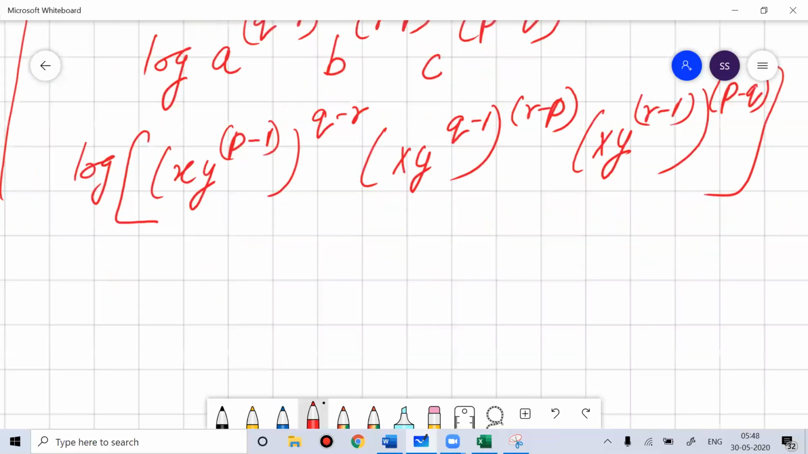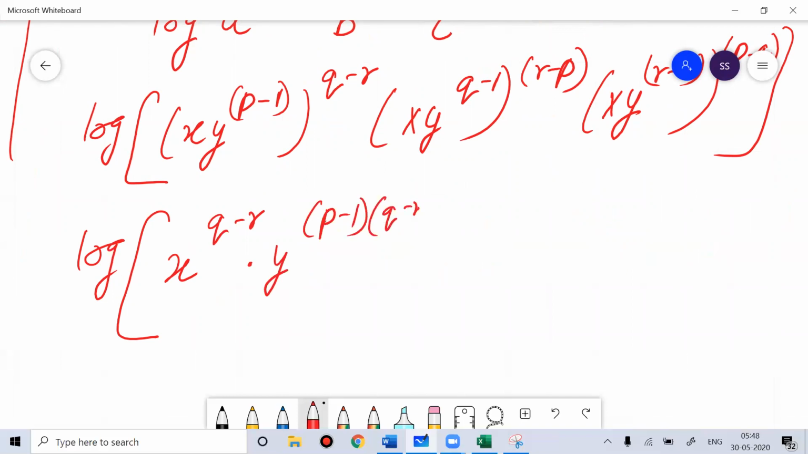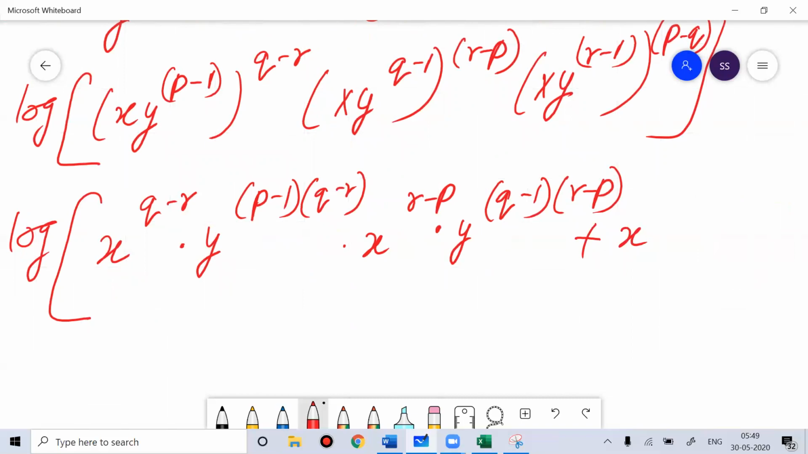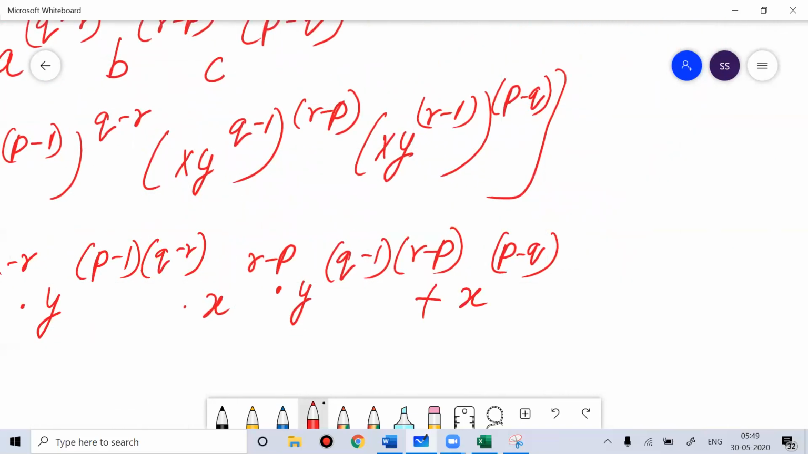So log of this would be x to the power q minus r into y to the power p minus 1 into q minus r, into x to the power r minus p into y to the power q minus 1 into r minus p, plus x to the power p minus q into y to the power r minus 1 into p minus q.